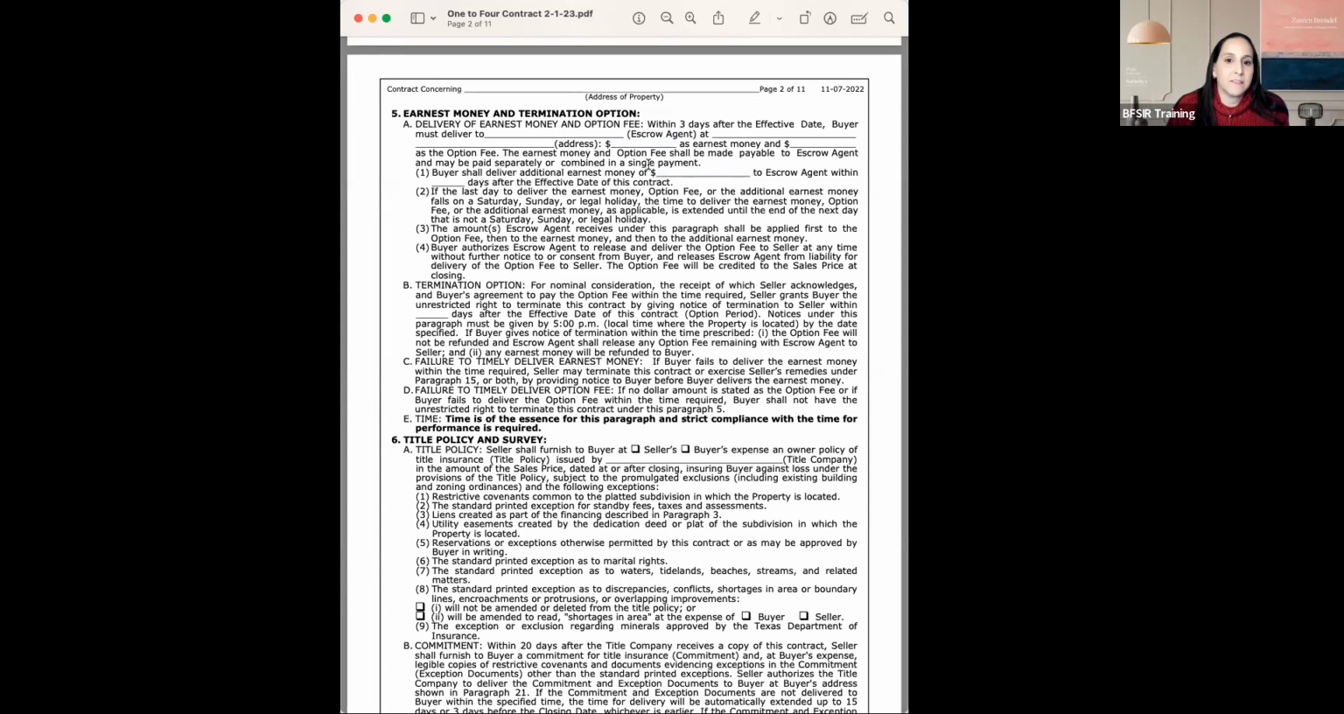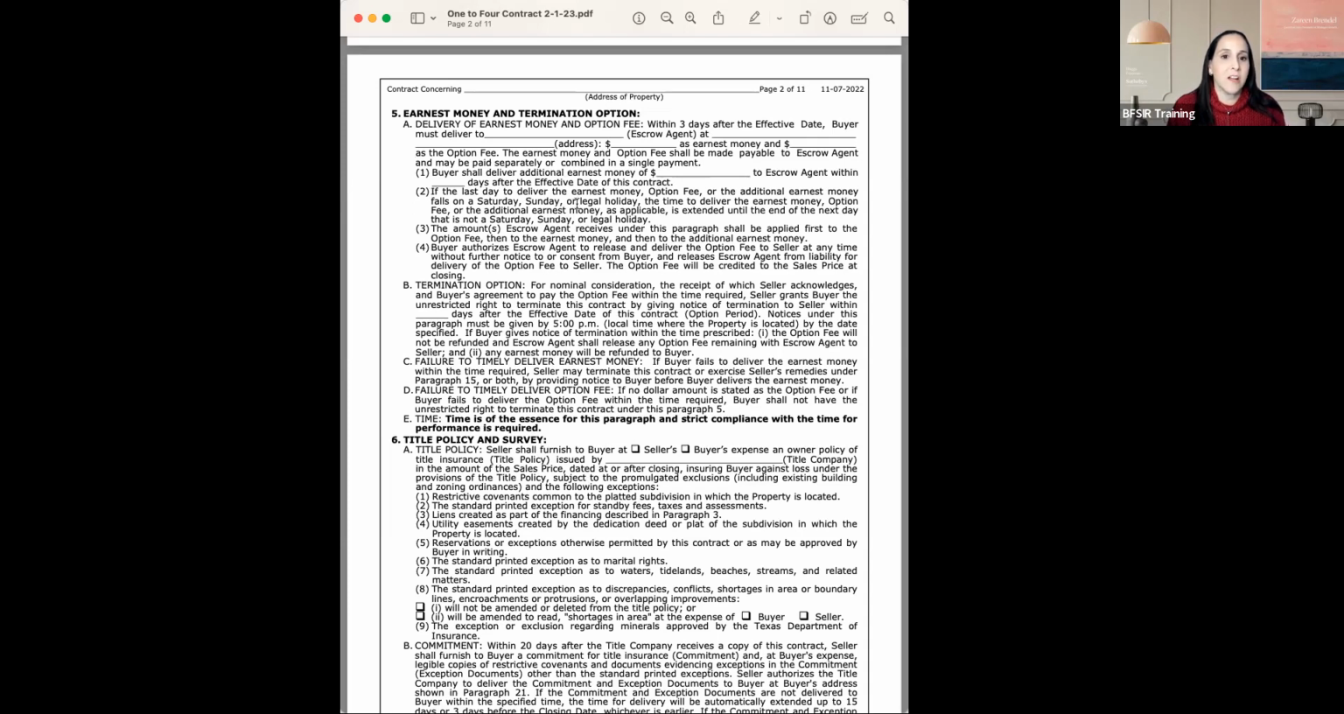Okay. So then, if they deliver additional earnest money, you can put that here within however many days. Oftentimes you guys use this if you're in backup and you only want to put down additional earnest money if the first one terminates and the date that the first one would either move forward or not. So this is where we still get questions: if the last day to deliver the earnest money, option fee or additional earnest money falls on a Saturday, Sunday, or legal holiday, the time to deliver is extended until the end of the next day that is not a Saturday, Sunday, or legal holiday. So if something is due on Saturday or Sunday or a legal holiday, it's really not due until the next business day. That makes sense?